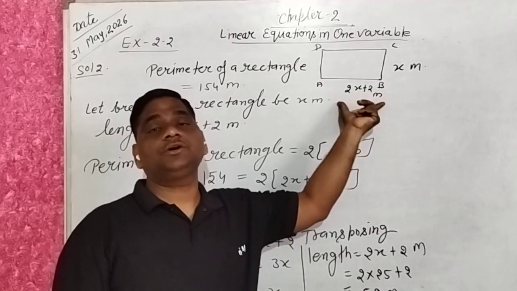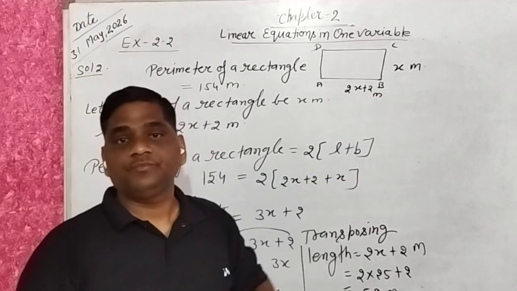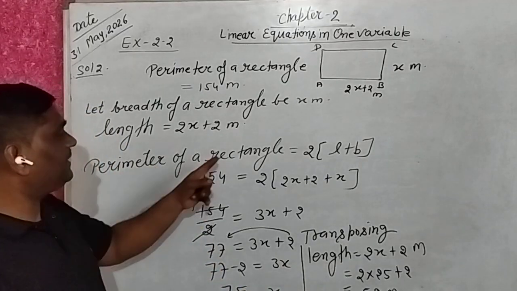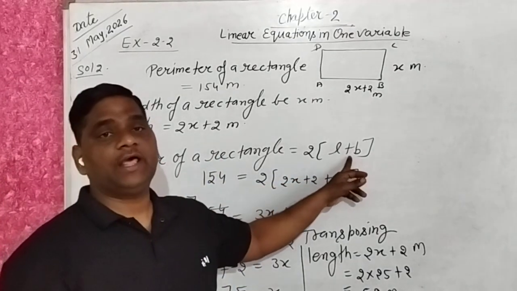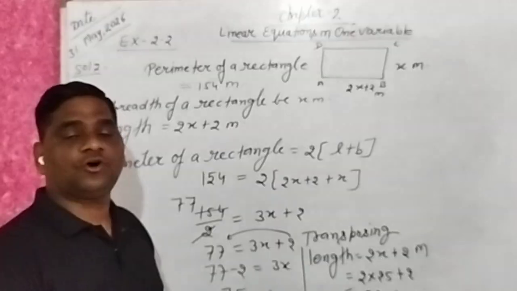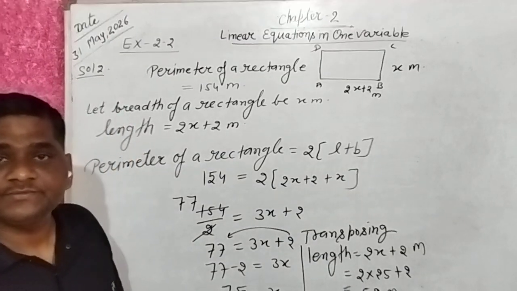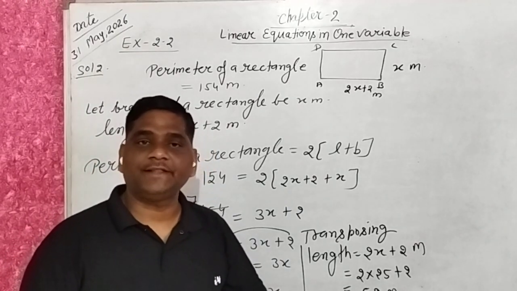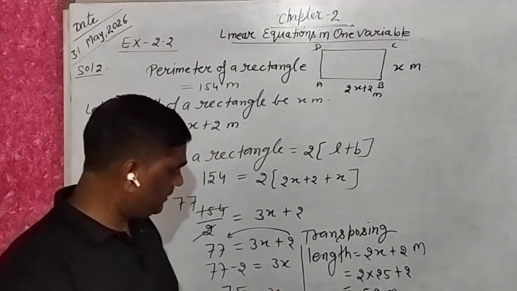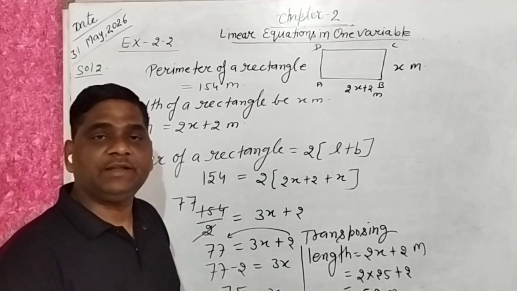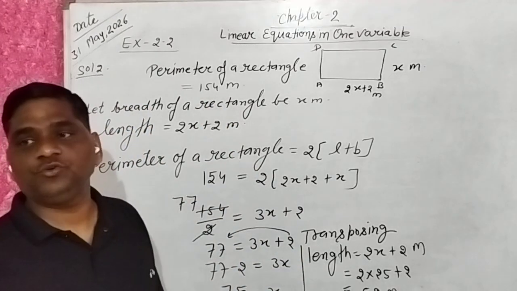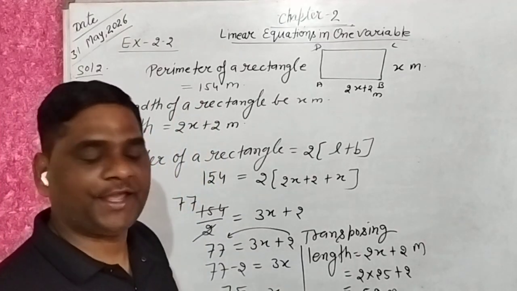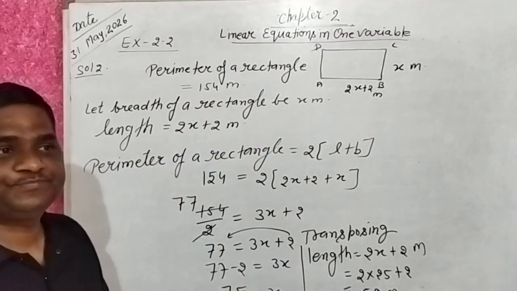It is the length of the rectangular swimming pool. So we know that the perimeter of a rectangle is 2 into l plus b. Put the values and solve for x. The x value is the breadth and 52 is the length. If we add both and multiply by 2, you get 154. Understand? Yes, I think you understand better. Okay, yes. Write down.